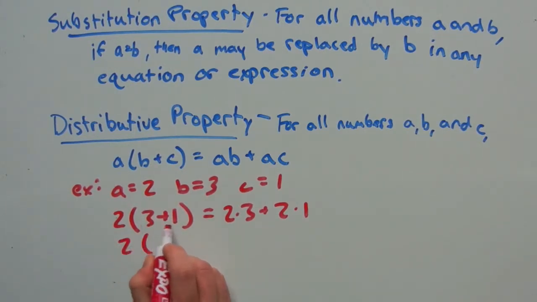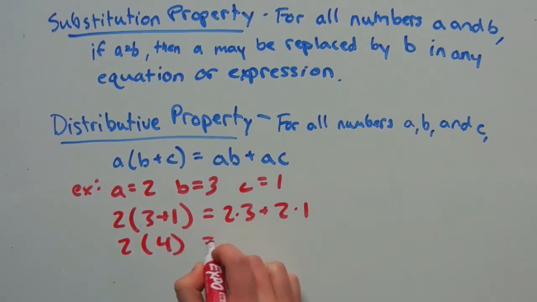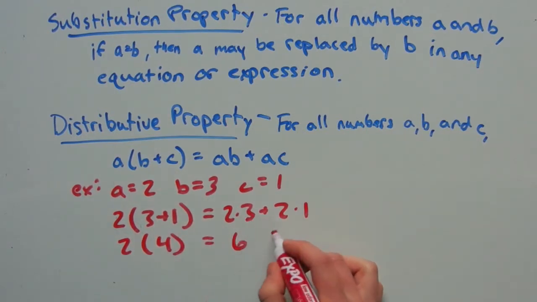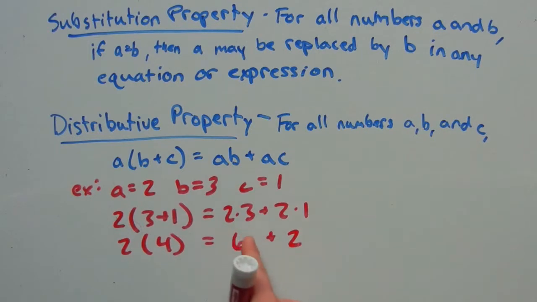2 times (3 plus 1) is 2 times 4. Is that equal to 6 plus 2, which is 2 times 3 plus 2 times 1? 8 is equal to 8. And that is what the distributive property is saying.